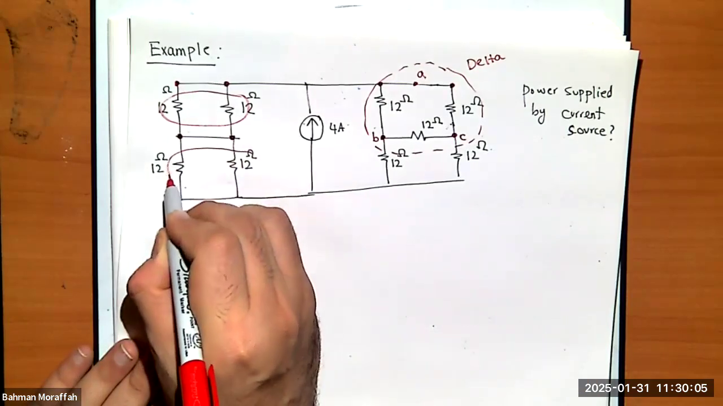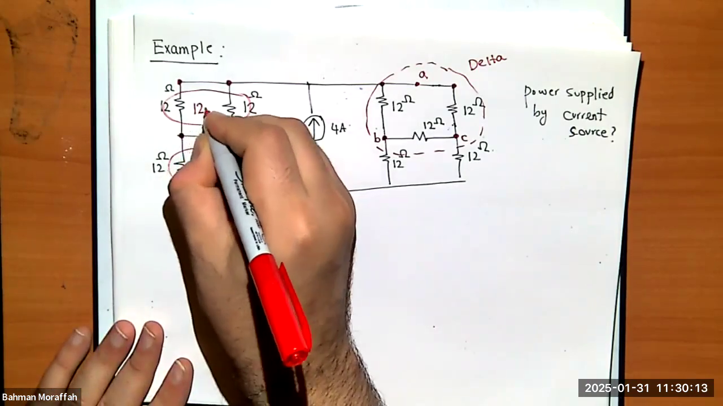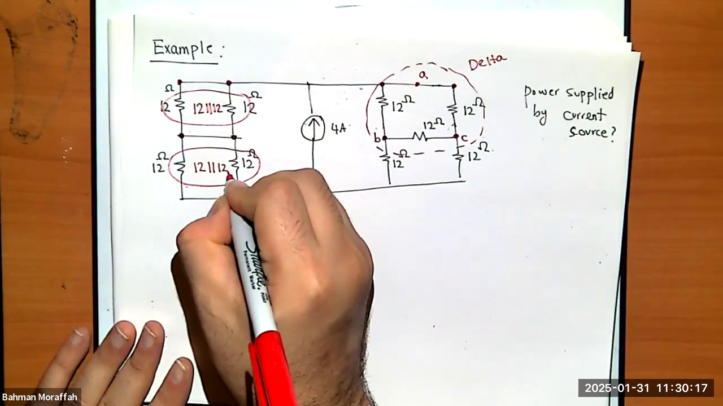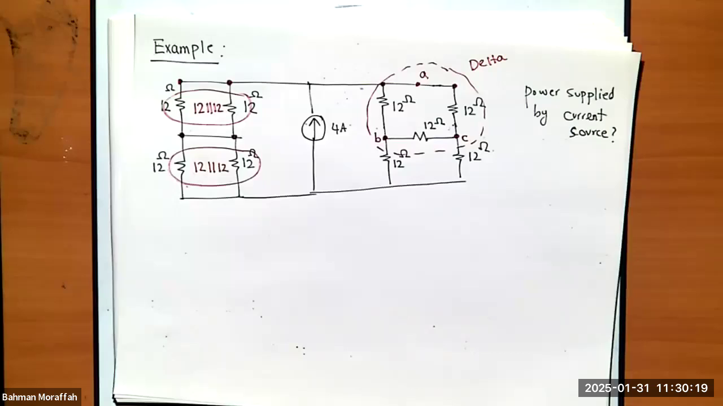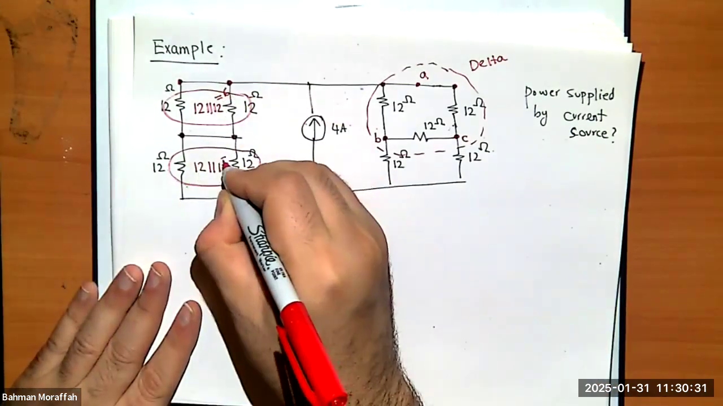How about these two? The same thing. So if I have these two, I have 12 in parallel with 12. Down here, I have another 12 in parallel with 12. We can just plug it into the formula as 12 times 12 divided by 12 plus 12. Or since they're the exact same value, the equivalent would be half of it. So it's a 6. So this is 6 ohms, and this is 6.